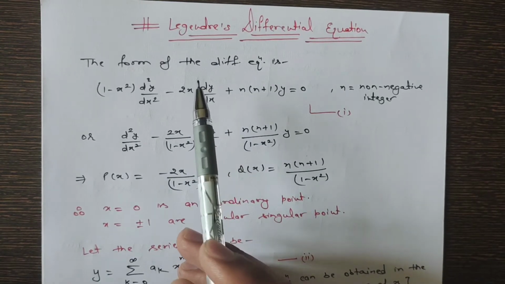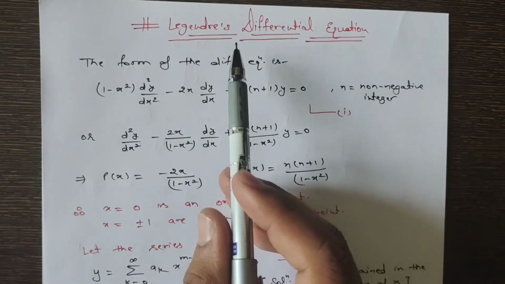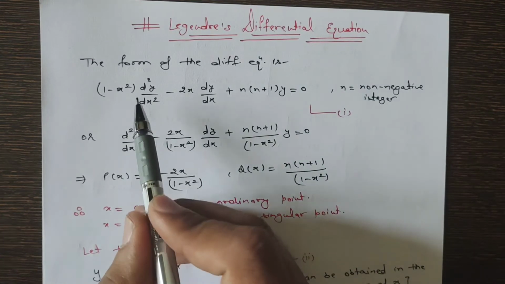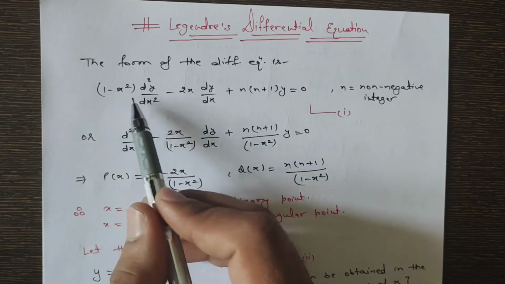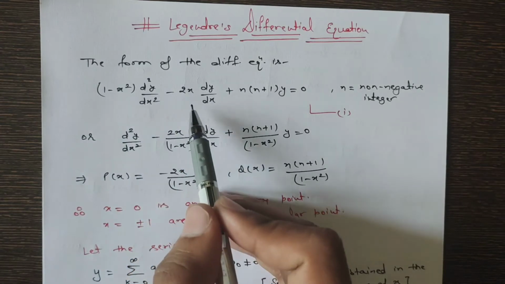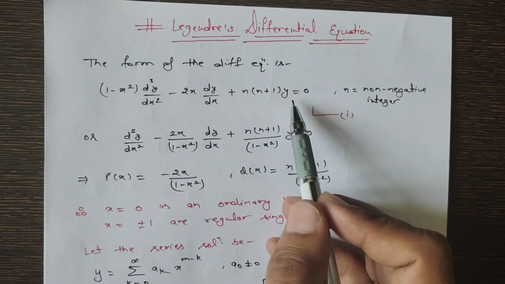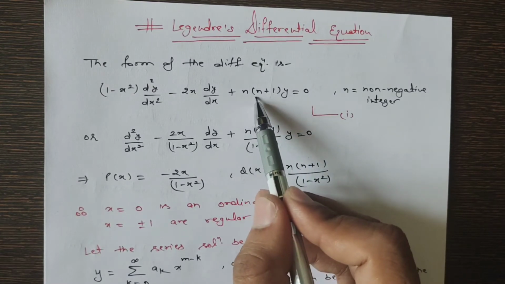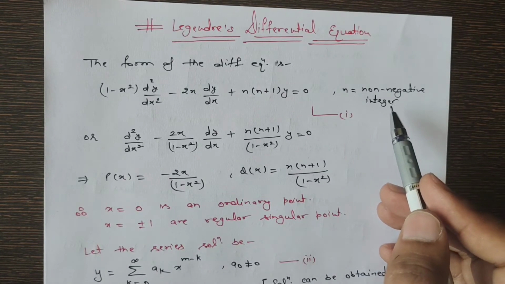So first of all, let's have a look at the form of this differential equation, known as Legendre's differential equation. The form is: 1 minus x square d square y over dx square minus 2x dy by dx plus n into n plus 1 y equals 0, on condition that n is a non-negative integer, or you can say a positive integer.